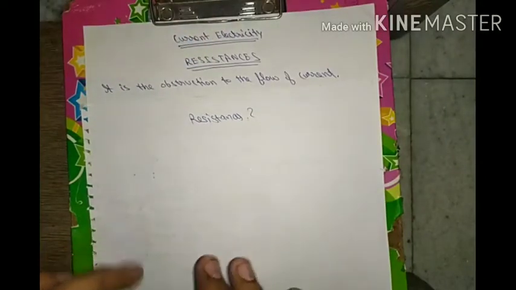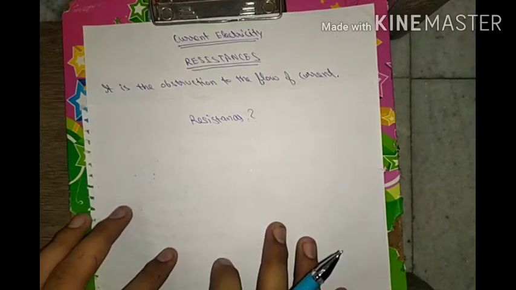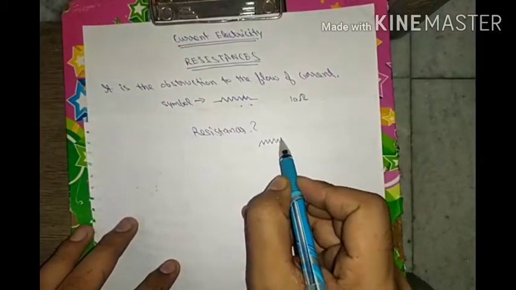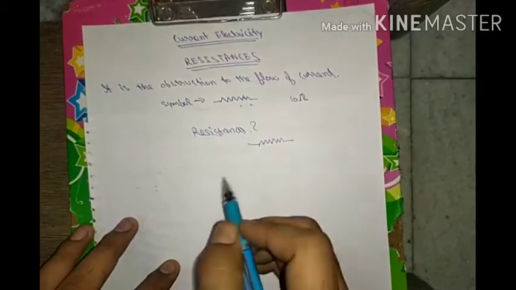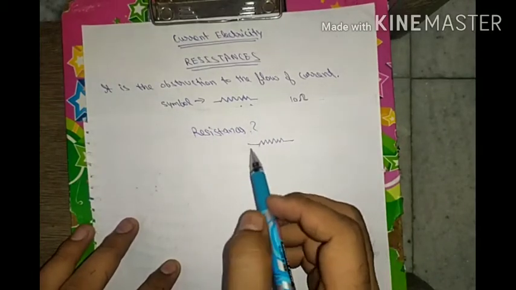So what is resistance? It is the obstruction to the flow of current, or the restriction to the flow of current. This is known as resistance. And what is the electric symbol for the resistance? That is the zigzag path. This is the electric symbol for the resistance. When we have to draw the electric circuit, we will draw resistance like this.